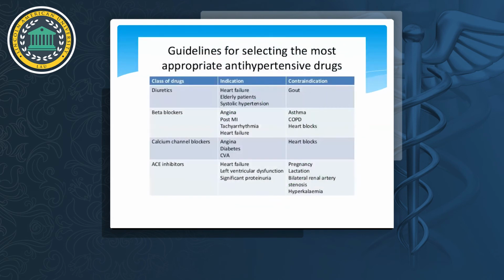And then we discussed the compelling indications. If somebody has heart failure, or is an elderly patient with systolic hypertension, we tend to give them diuretics. Somebody who has angina, post-MI, arrhythmias, or heart failure, we try to give them beta blockers. People who have angina, diabetes, and cerebrovascular disease, calcium channel blockers. And ACE inhibitors in people who have heart failure, LV dysfunction, proteinuria. And then you have contraindications where you should not prescribe these medications.